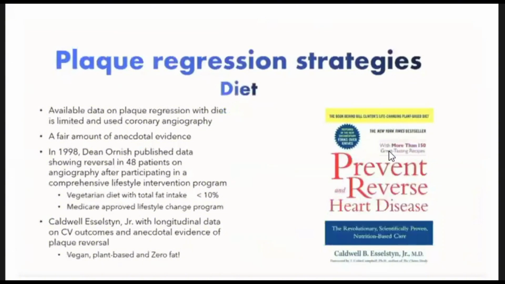The available data, they have done coronary angiography and shown it, but all these are non-randomized trials. These are anecdotal evidence and longitudinal data. In 1998, Dean Ornish, the first cardiologist who published data showing that with diet alone you can reverse your coronary plaque, followed up 48 patients who were put on a vegetarian diet with a total fat intake less than 10% of the calories. So that is the secret. Vegetarian diet with total fat intake less than 10% of the total calories, and a Medicare approved lifestyle changing program.